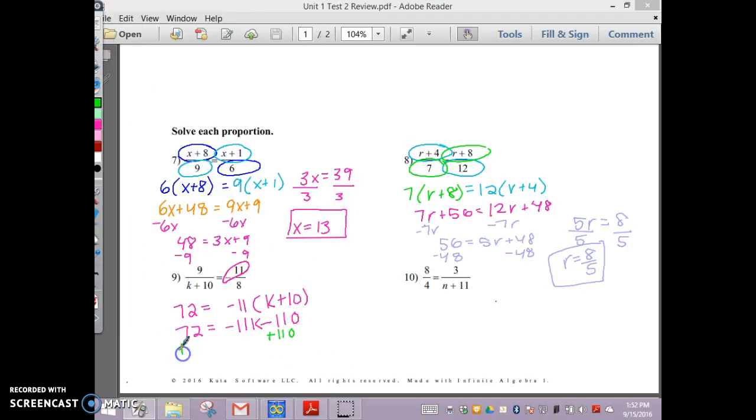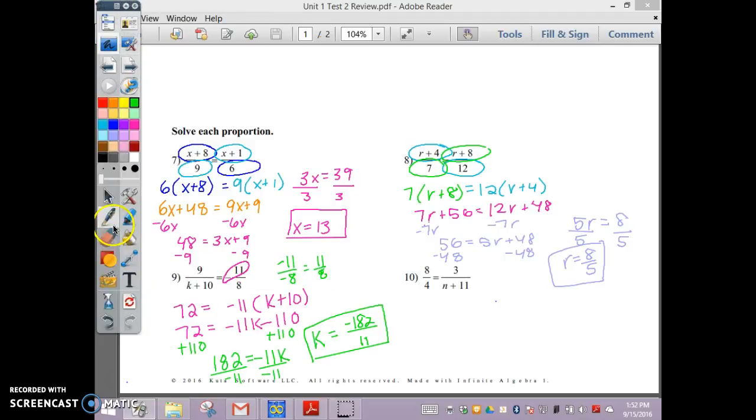Add 110 to both sides, and I get 182 is equal to negative 11k. Divide both sides by negative 11, and I get k equals 182 over 11, that fraction is negative. So it's going to end up being negative no matter what you do with the negative, but don't give it to the numerator and the denominator. It's just one of them. If they were both negative, they would cancel each other out and it would be a positive fraction.